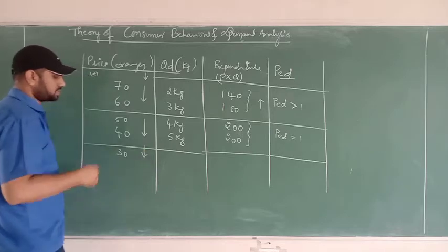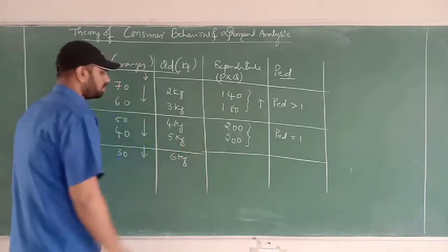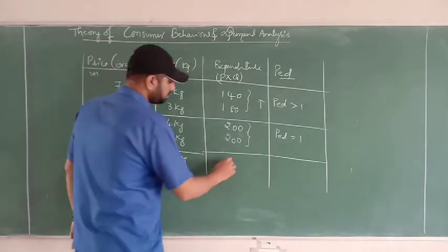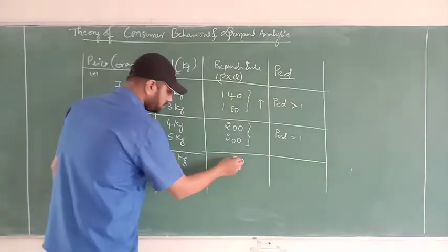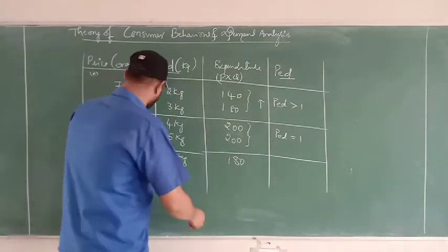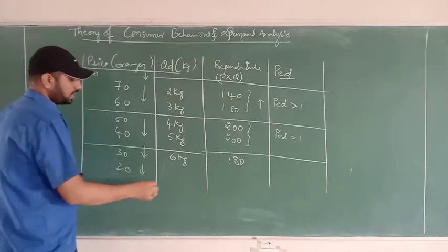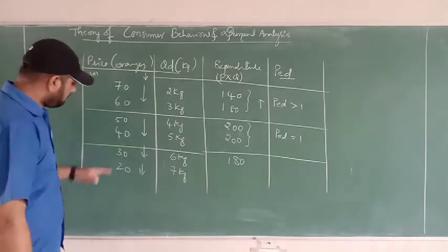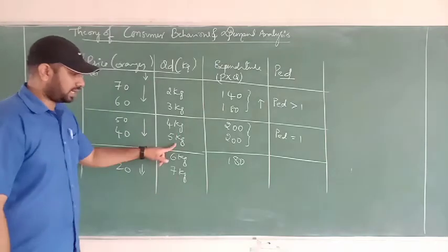Again the price decreases. Assuming the price decreases, the consumer is ready to get more oranges. He may now buy 6 kilo, which leads to 180. Then he has spent 180 rupees. Then if it decreases again to 20 rupees, he may get 7 kilo. Now just observe here. When the price falls, demand increases.